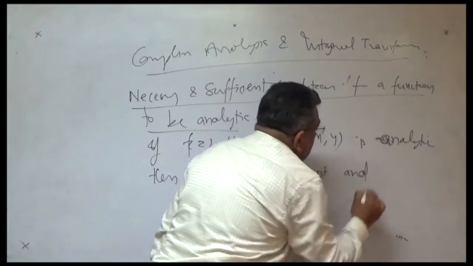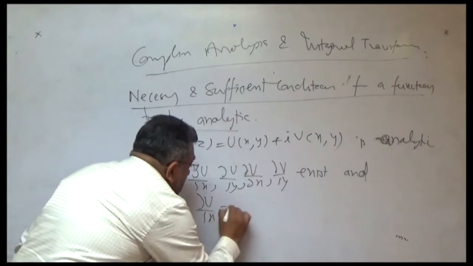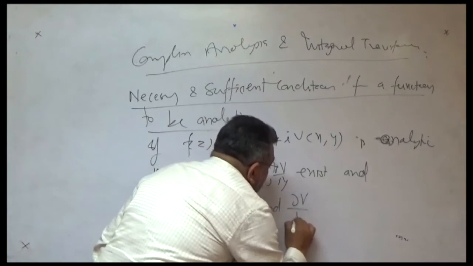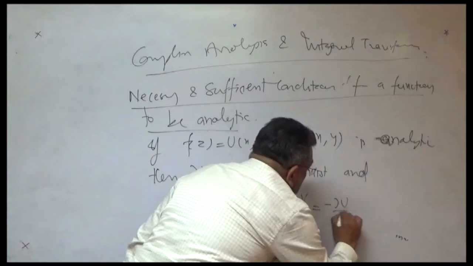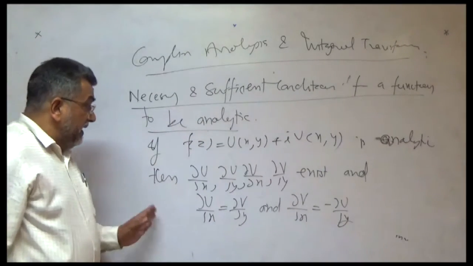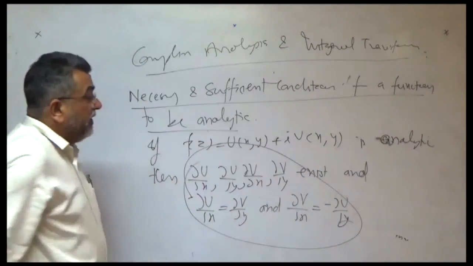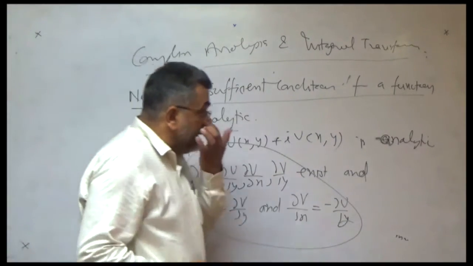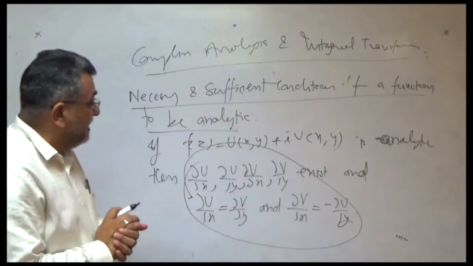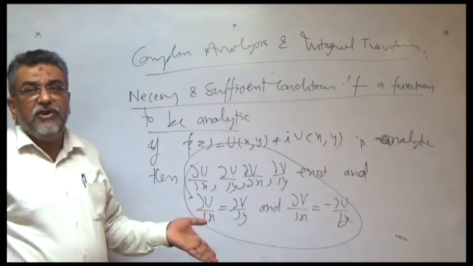and del u by del x equal to del v by del y, and del v by del x equal to minus del u by del y. Alright, these are the conditions by which we can say whether a given function is analytic or not, and these conditions are necessary and sufficient. Means if and only if these conditions are satisfied, then the given function is analytic.